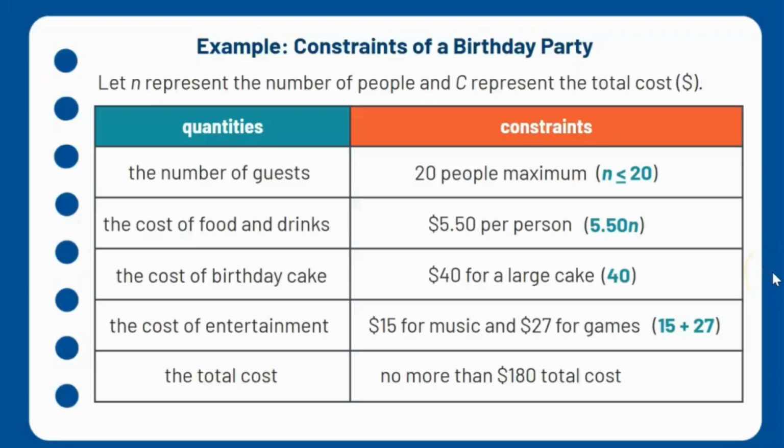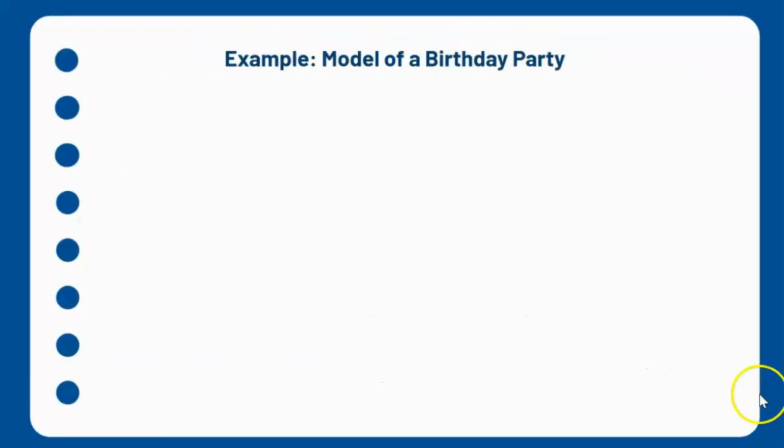Lastly, we can represent the constraint of no more than $180 for the total cost of the party as an inequality. Which inequality represents this constraint? If $180 is the maximum budget, this means we can spend $180 or less for the party. Therefore, C is less than or equal to $180 represents this constraint. Deciding how to use numbers and letters to represent quantities, relationships, and constraints is an important part of mathematical modeling.